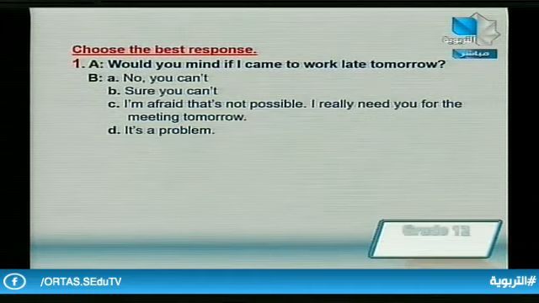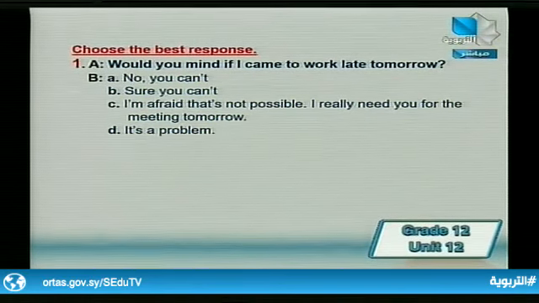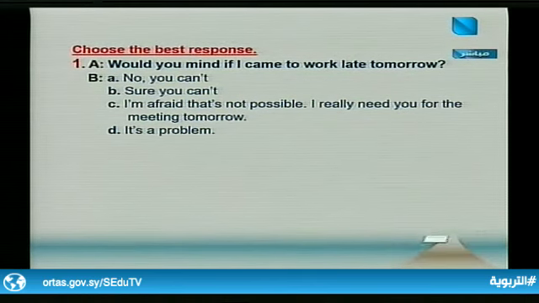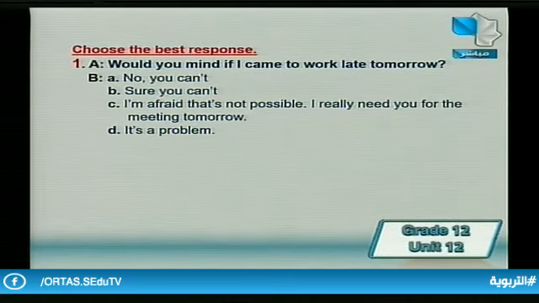Let's now quickly choose the best response, because the time is over. We are going to take 2 examples before we finish our session. Number 1: would you mind if I came to work late tomorrow? We have 4 choices. No, you can't. Here we can't use it because we don't have a reason. Sure, you can't. I'm afraid that's not possible. I really need you for the meeting tomorrow. Here, I refuse with a reason. And the last one is a problem.